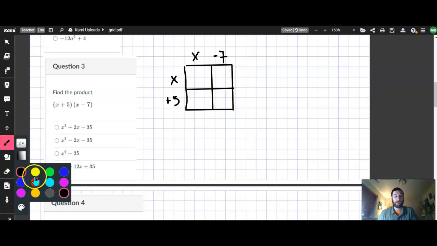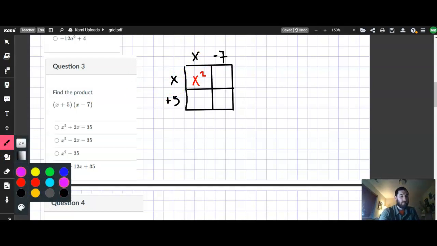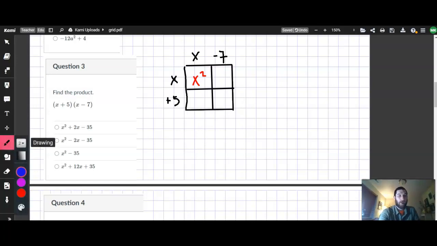And so let's go ahead and multiply down. x times x, well, we know that's going to be x squared. Then we have our x times positive 5, which we know is going to be 5x. Negative 7 times our x. So notice what I'm doing is I'm looking at the columns and the rows. Negative 7 times our x in this spot right here is negative 7x. And last but not least, our two regular numbers, negative 7 and the positive 5 multiplied here is just negative 35 for our last term.